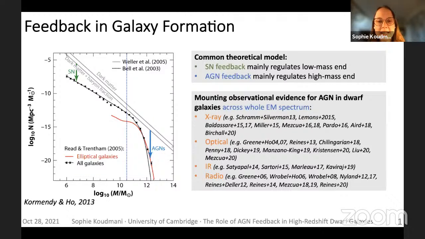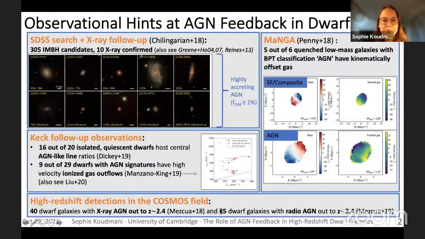However, this model has been partly called into question by the mounting observational evidence that at least some dwarf galaxies host AGN as well, so that AGN activity might also play a role here in the low mass regime. And here I've collated some highlights from these observational studies.